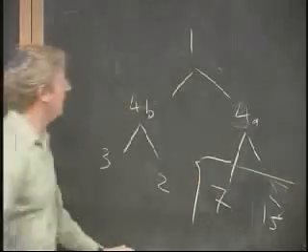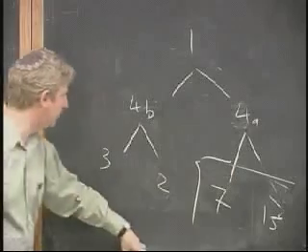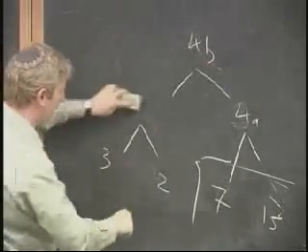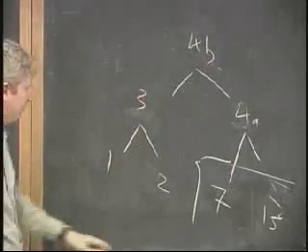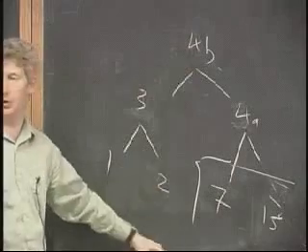Now this is sorted. Now we have to fix it again. We'll randomly choose between 4b and 4a. I don't care. Let's do it this way. 4b will come up. 1 will go here. 3 will come up. 1 will go down here. We fix the heap again. We're ready to switch 4b with 2.